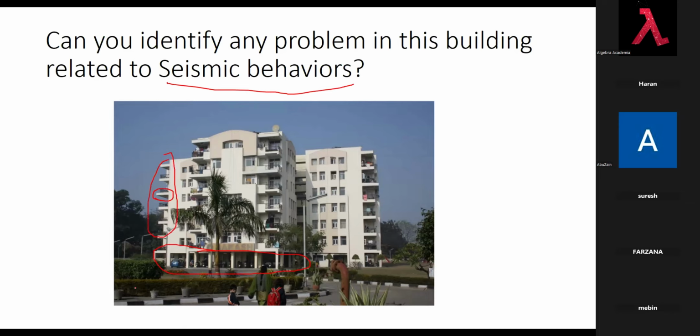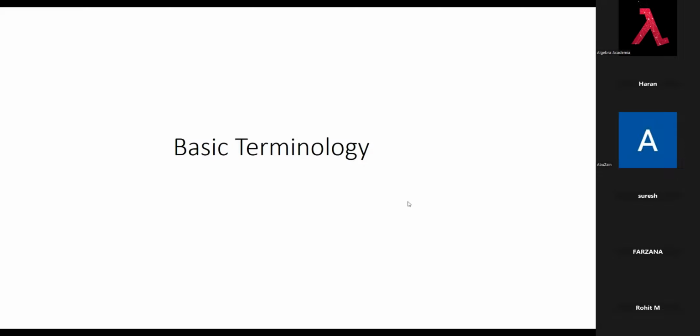Mr. Suresh, Farzana, Mebin, and Abu. Please show the staircase. If you could explain one more time.